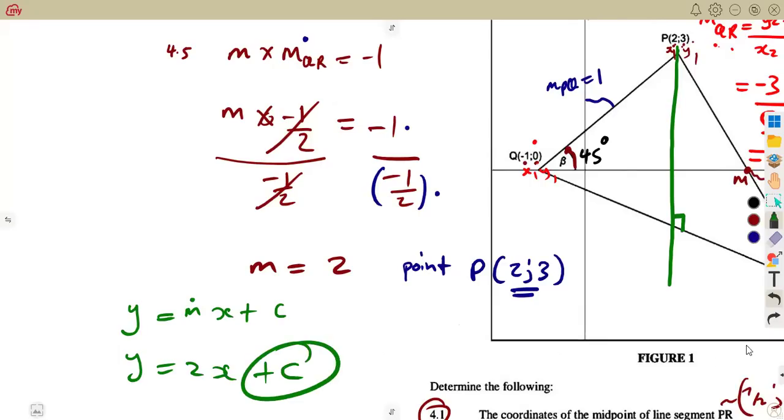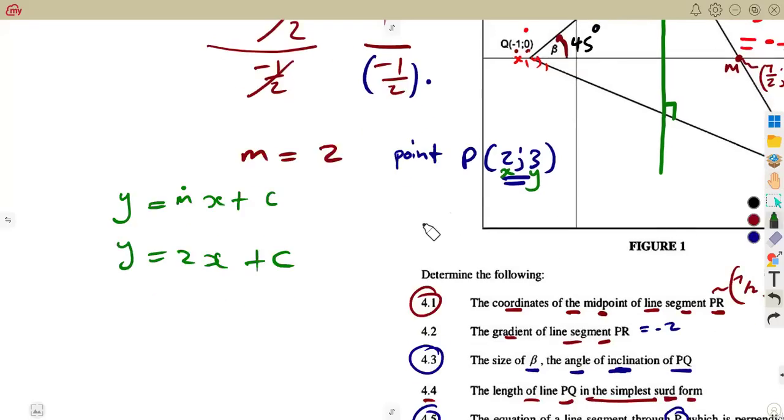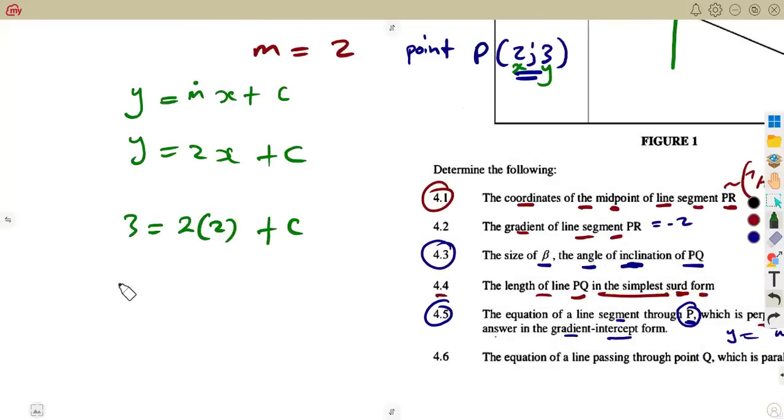So to determine the value of c, substitute the point that you're given, x y. The point, you have it. X is 2, y is 3. So you're going to substitute y is 3 when x is 2. So 3 is equal to 2 times 2, which is 4 plus c. Take this 4 to the other side, or just subtract 4 both sides. 3 minus 4 is equal to c. So c is -1.